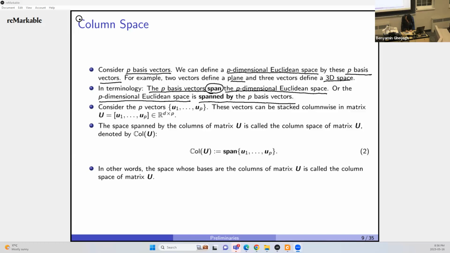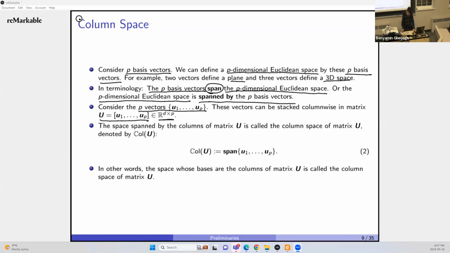Consider P vectors U1 to UP. And let each of them be d-dimensional. So we have P vectors, each of which is d-dimensional. These vectors can be stacked column-wise, put next to each other, to have a matrix U. And this matrix will be D by P. Why? Because we have P columns, P vectors, each of which is d-dimensional. D by P.